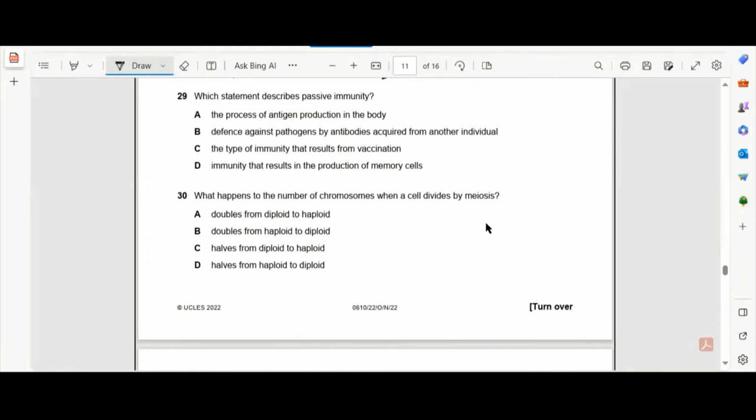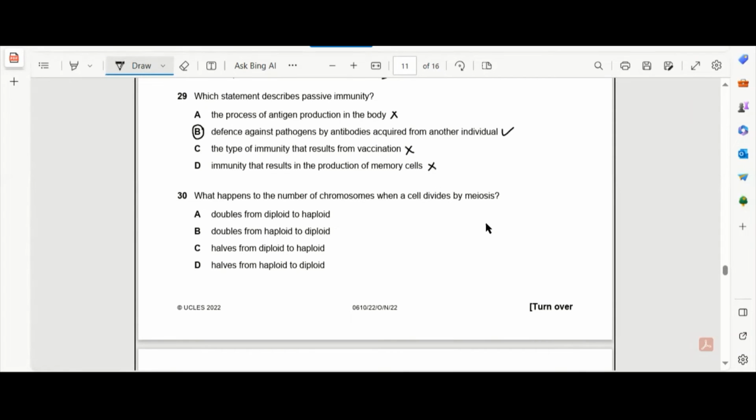29. Which statement describes passive immunity? The process of antigen production in the body? No, that is active immunity. Defense against pathogens by antibodies acquired from another individual. This is a correct definition of passive immunity. The type of immunity that results from vaccination. This is also active immunity. Immunity that results in the production of memory cells. No. 29B is the only correct answer.